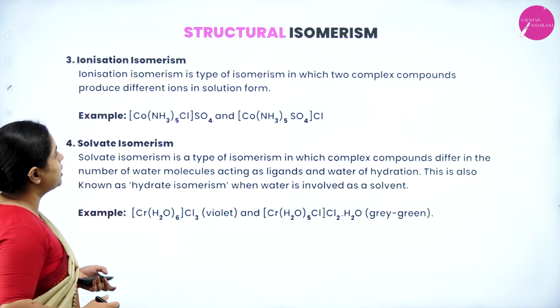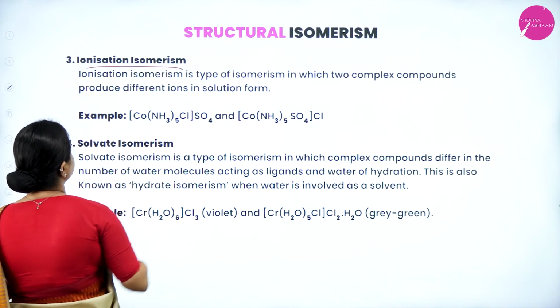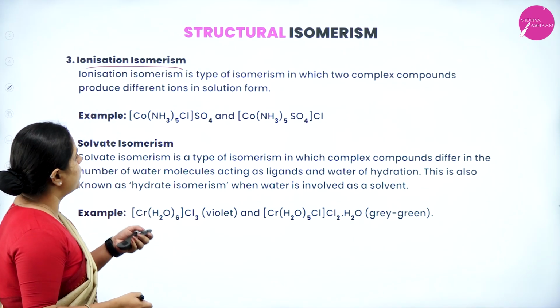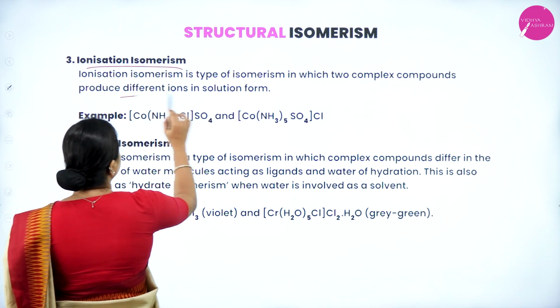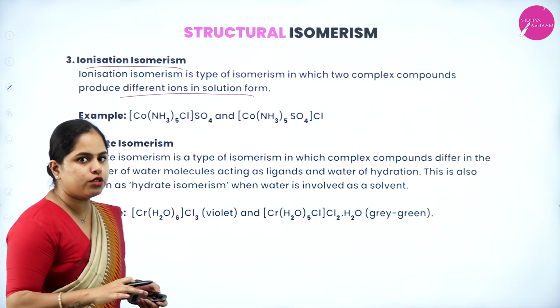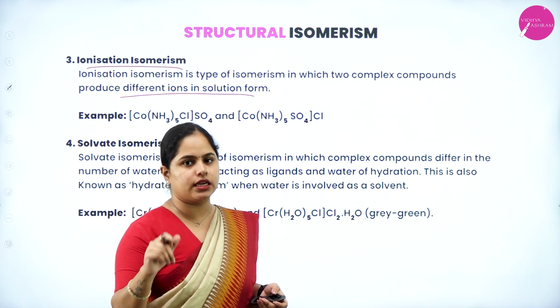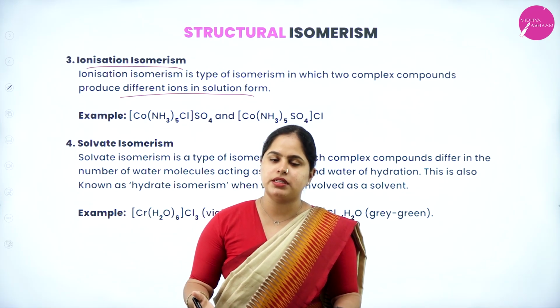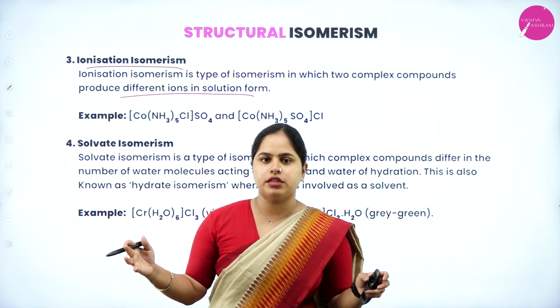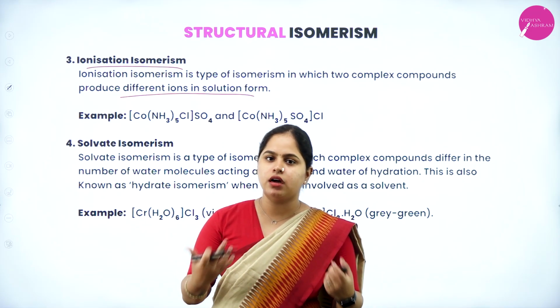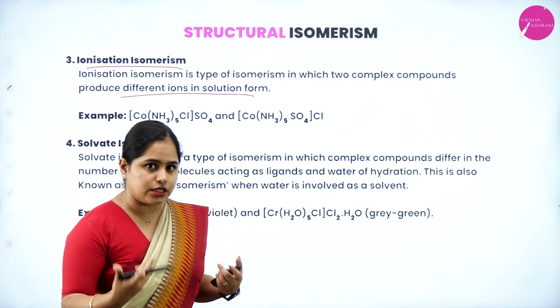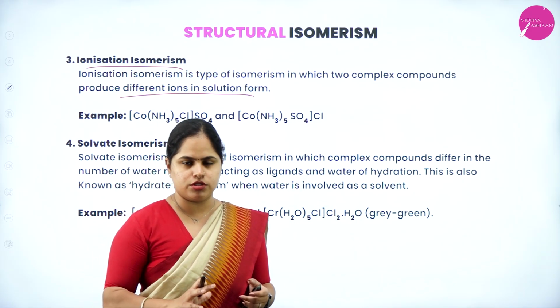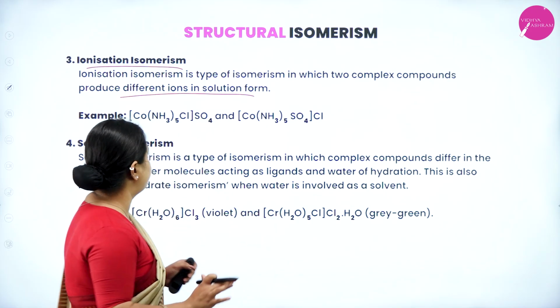Next one is ionization isomerism. In ionization isomerism, two complex compounds produce different ions in solution form. Solution form, we have already studied in the beginning itself. In solution form, what happens? The counter ion and the coordination sphere will split up. It will give the corresponding ions. So when in solution phase, it should give different ions. So how can you easily identify it?